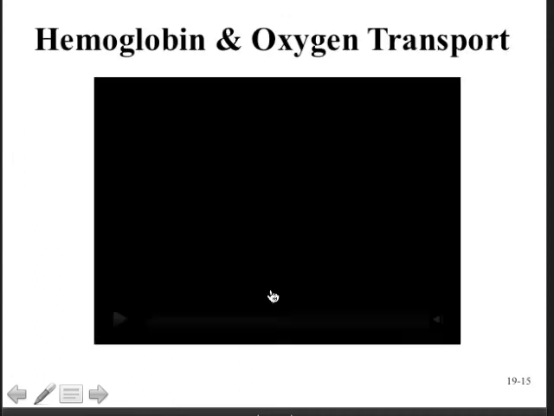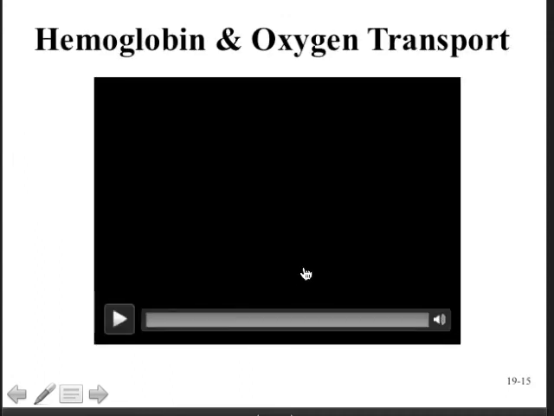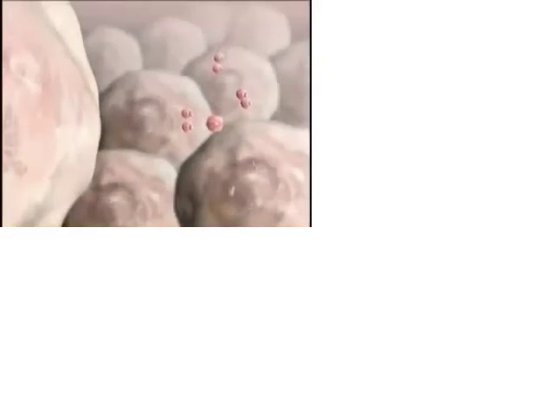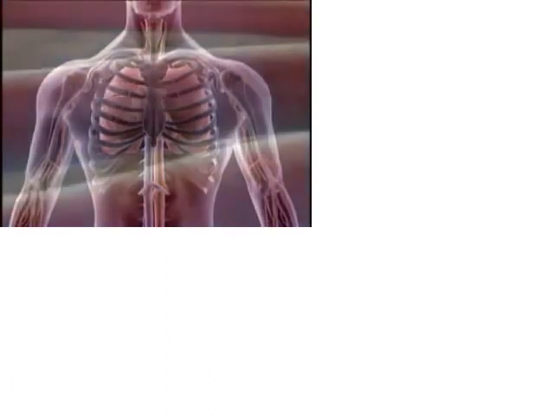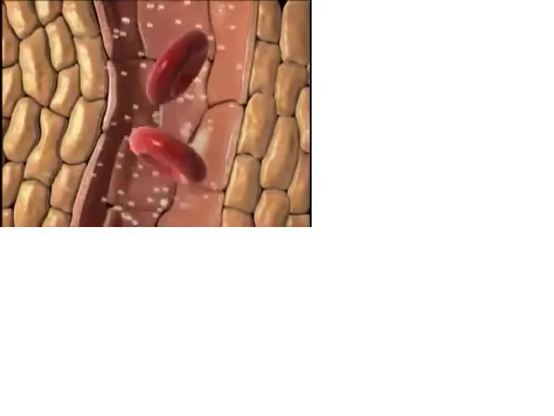So let's take a look at hemoglobin and oxygen transport. All cells need oxygen. It is the essential fuel which is necessary to enable cells to stay alive and to carry out their various activities. Bringing oxygen to the cells requires the uptake of oxygen from the air in the lungs, its transportation in the blood, and its delivery to cells all over the body.